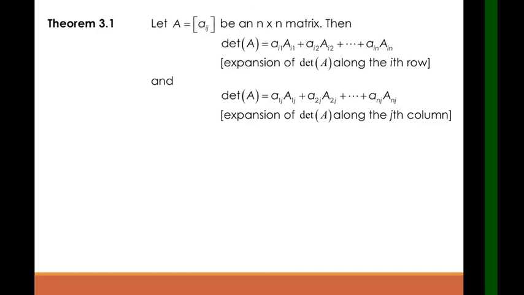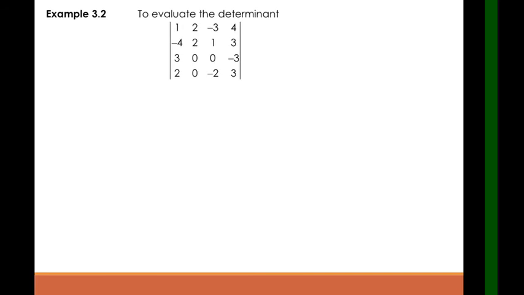Theorem 3.1, let A equals the square bracket of A sub ij be an n by n matrix, then determinant of A is equal to, yan. Basahin nyo na lang siguro to. Anyway, hindi ko naman siya kailangan i-explain. Ni-explain ko siya sa example natin, para mas madali siyang magets. Okay? So, halimbawa, to evaluate the determinant of this, pili lang tayo.